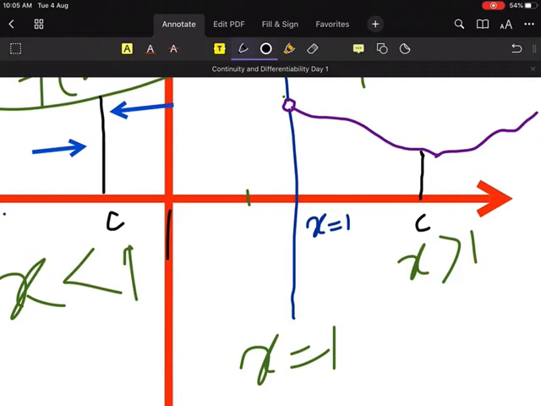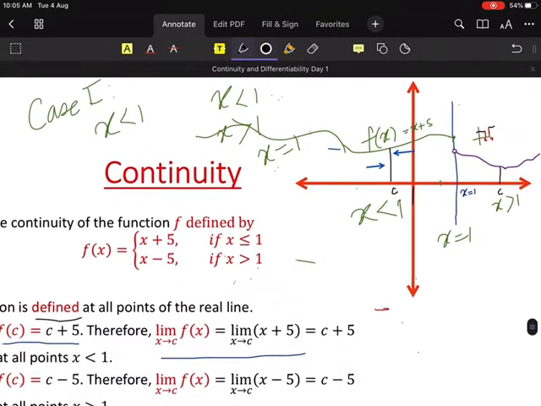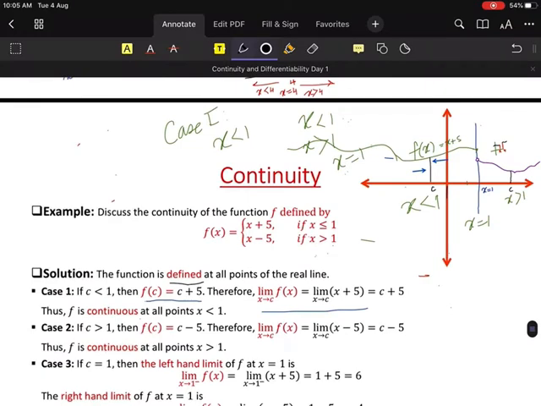x greater than 1. Okay, we take a general point C just like we have taken in there, and we try to find whether the function is continuous at this general point or not. If it is continuous at C, then we can directly say that the function is continuous at all points where x is greater than 1. So let us prove. It's the same way we did.